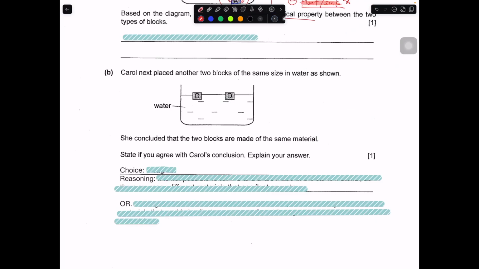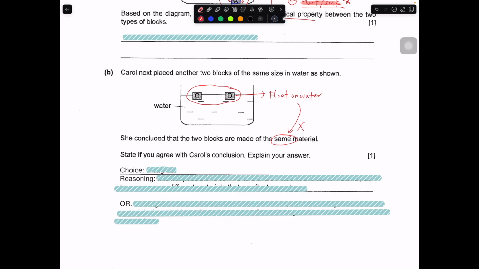For part B, Carol next places another two blocks of the same size in the water, so C and D, no longer A and B. She concluded that the two blocks are made of the same material. State if you agree with Carol's conclusion and explain your answer. So basically we disagree. Why? Because although these two things float on water, it doesn't mean they must be the same material. There is just too little information for us to tell whether they are the same material or not.